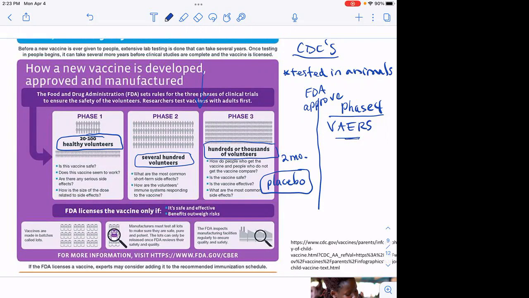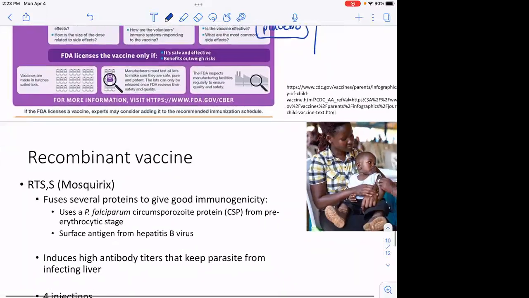So we have a rigorous reporting system in place so that we can catch what side effects there are, and we can understand that better. Okay, so that's ongoing. Questions, comments? Okay, there's one other kind of vaccine that I want to talk about.